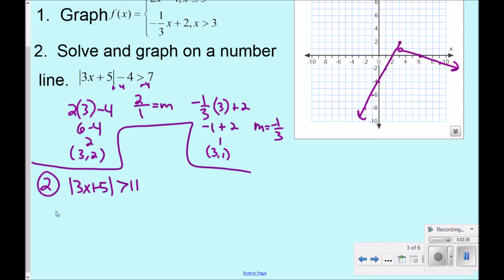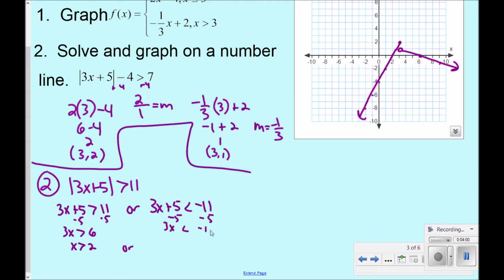So greater than is when we make 2 separate inequalities with the word or. Remember, for the second one, I flipped the inequality and changed the sign. So subtracting 5 from each side gives me 3x is greater than 6, which means x is greater than 2. Or subtracting 5 gives me 3x is less than negative 16, which means x is less than negative 16/3. So those are my solutions.